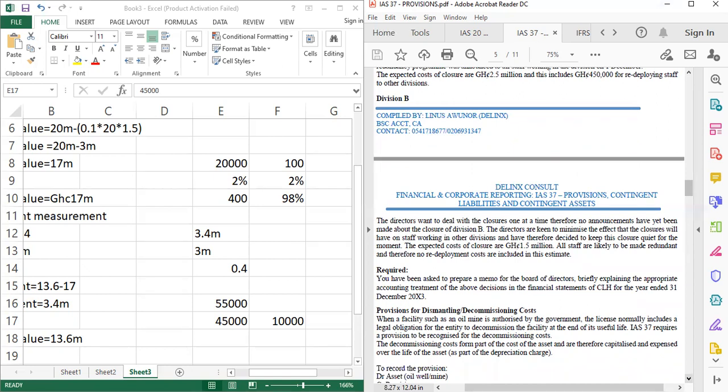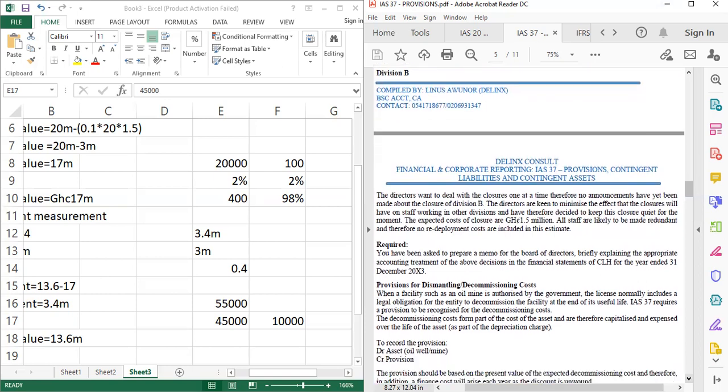When a facility such as an oil mine is authorized by the government, the license normally includes a legal obligation for the entity to decommission the facility at the end of its useful life. IAS 37 requires a provision to be recognized for the decommissioning costs. That is why we add dismantling costs to the initial cost of what? Assets. The decommissioning costs form part of the cost of the asset and are therefore capitalized and expensed over the life of the asset as part of the depreciation charge.